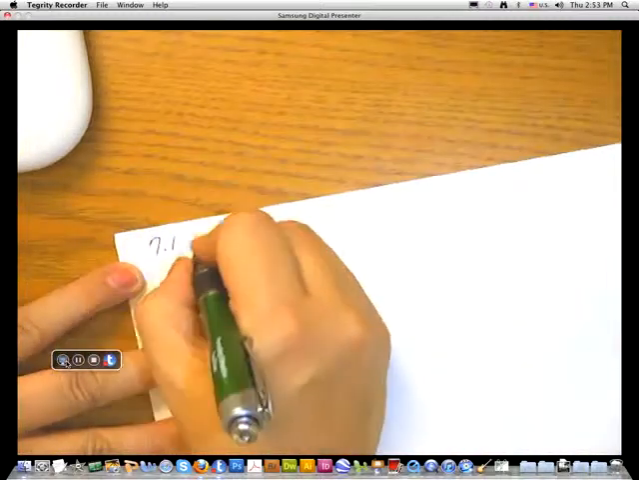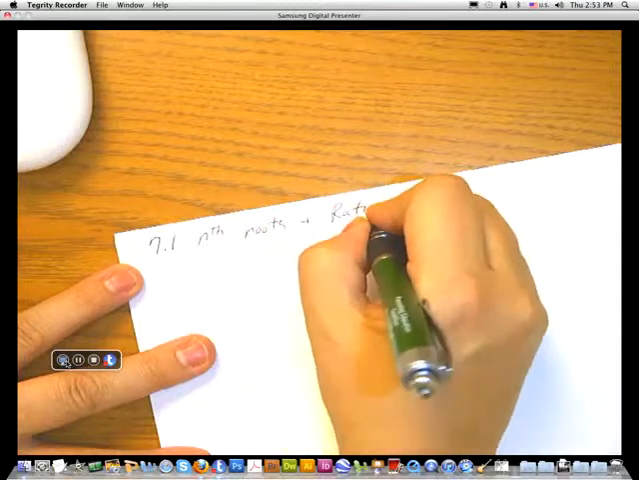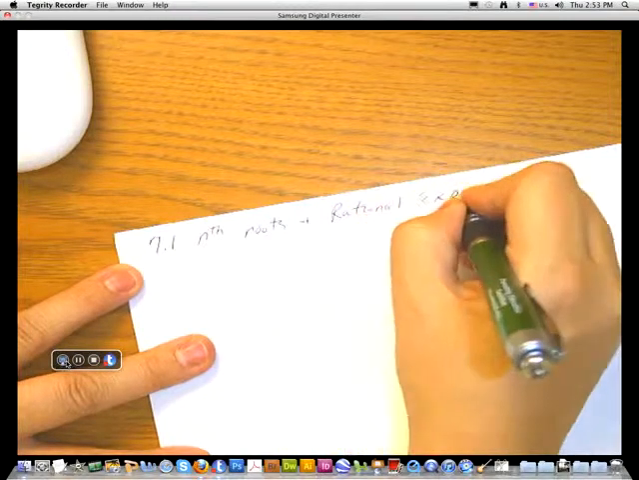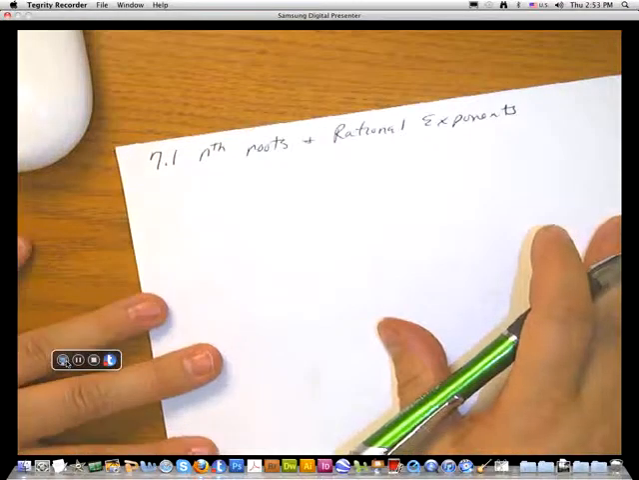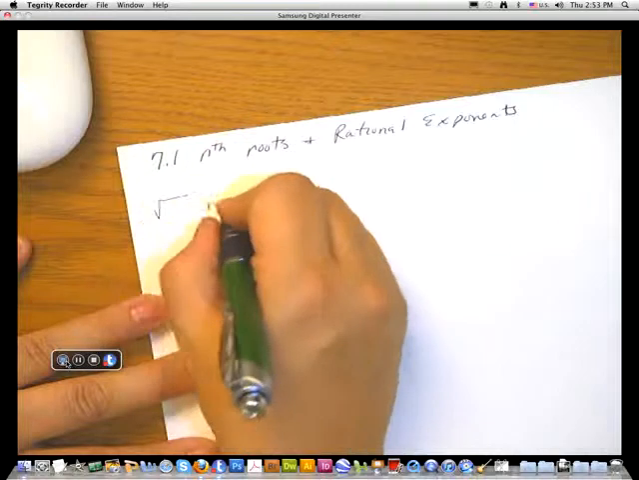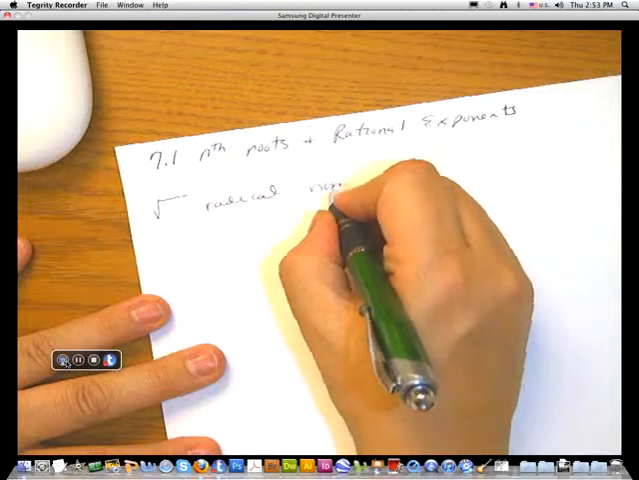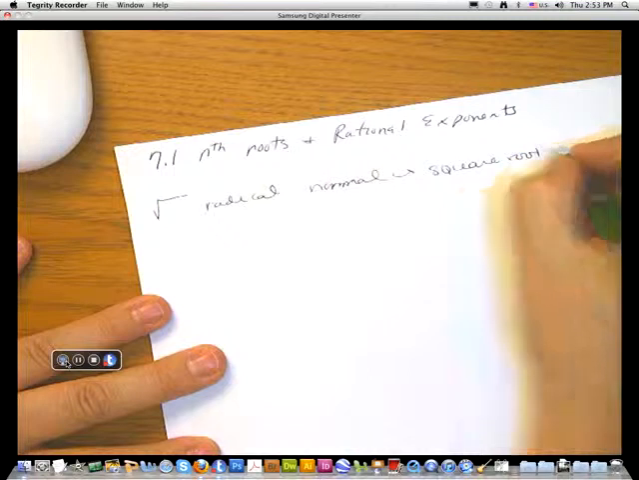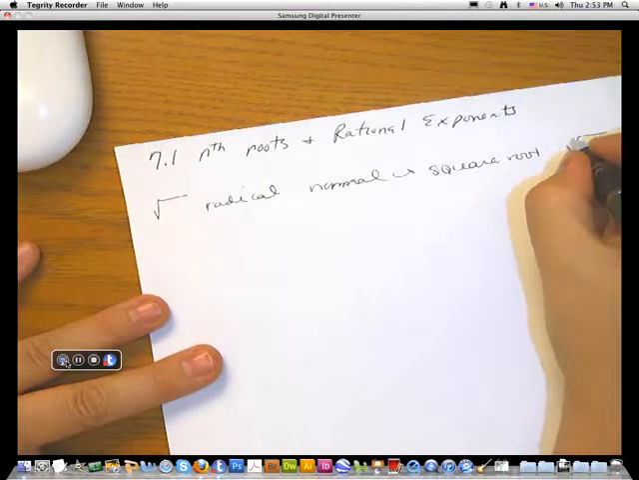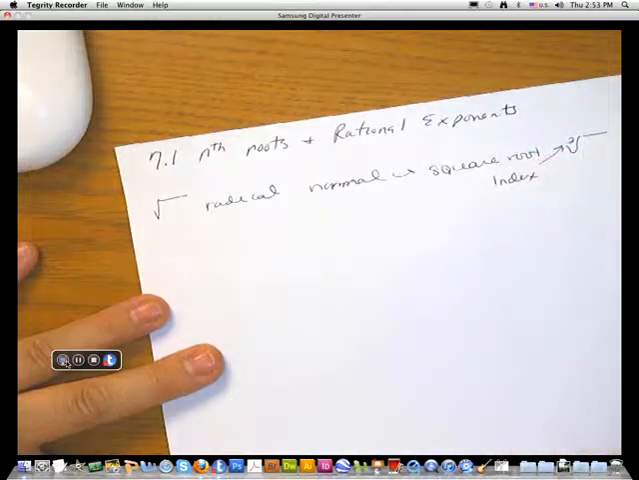Okay, 7.1 are nth roots and rational exponents. We're familiar with a radical sign. Also, normally we call it a square root. That's because there's this invisible 2 at this index location.